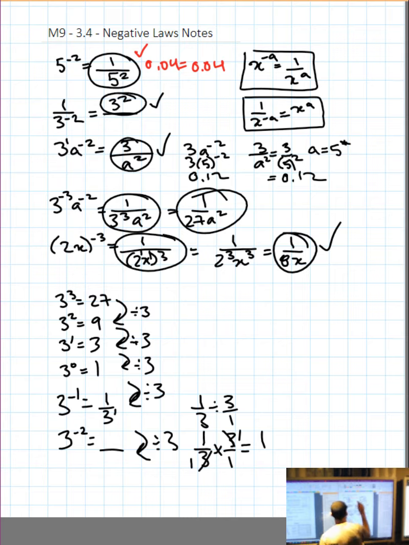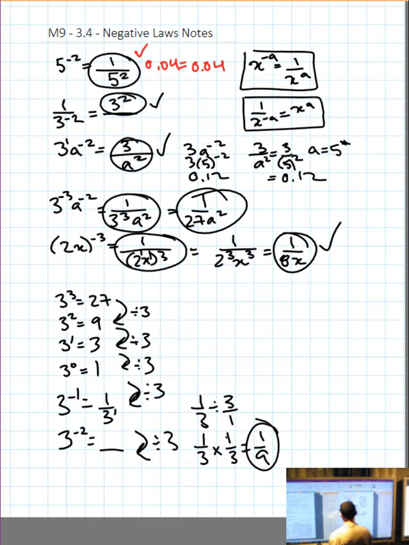Excuse me. Oh my gosh. I didn't flip and multiply. Erase that. It's going to happen. So we have 1 over 3 times 1 over 3, flip and multiply, equals 1 over 9. That's going to rarely happen. So we know the answer has to be 1 over 9.